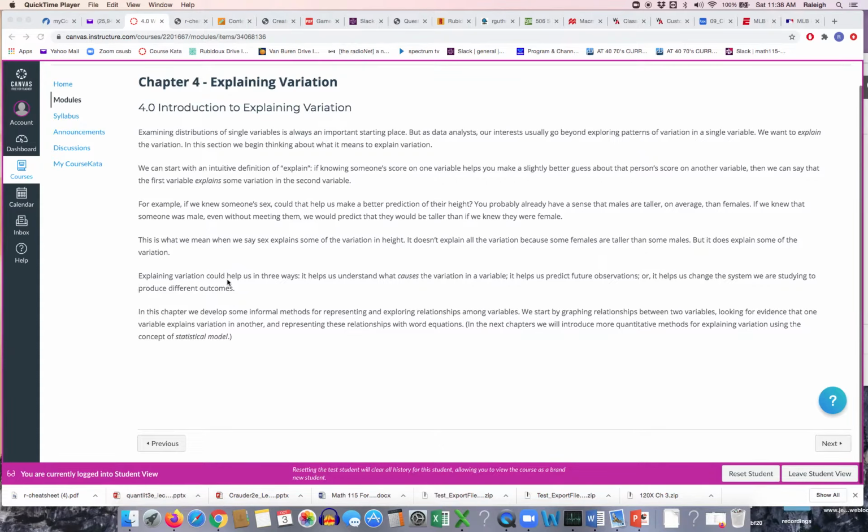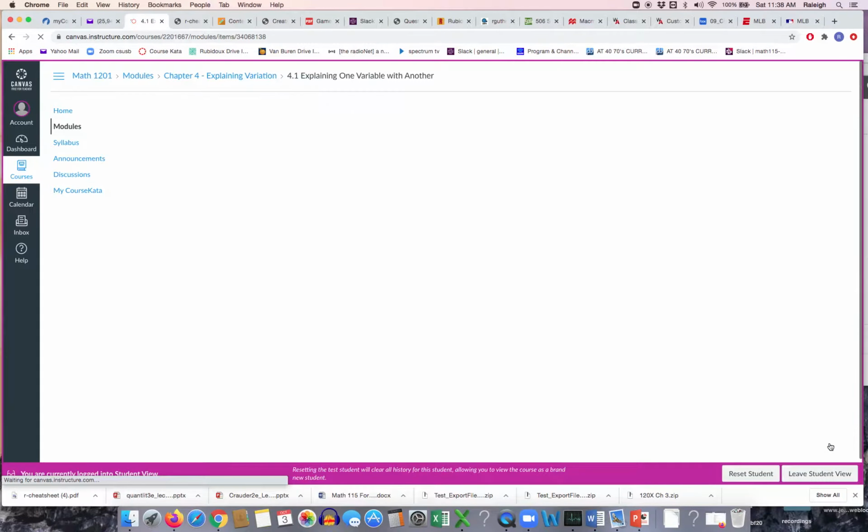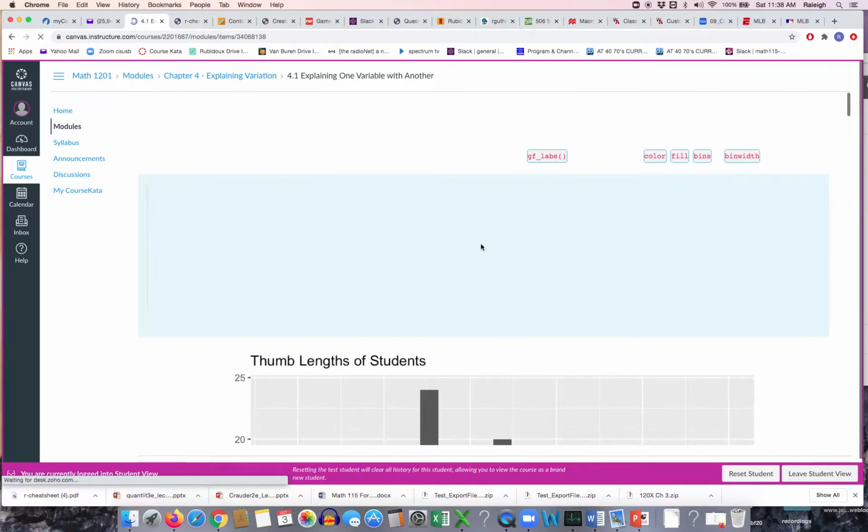So explaining variation can help us understand what causes the variation in a variable. It helps us predict, very important, future observations, or it helps us change the system we are studying to produce different outcomes. So we'll look at various things in this chapter. I'm just skimming the outside of that. So let's go to next. Okay, here we are in 4.1.